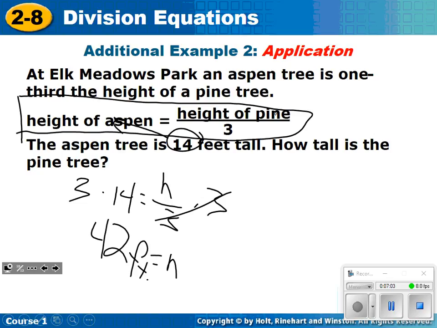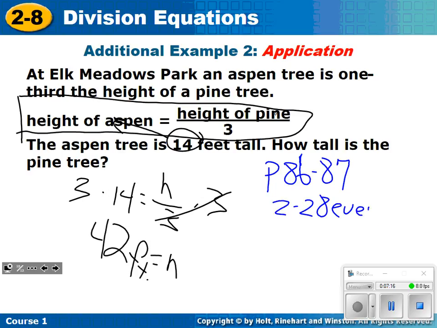Homework. It's page 80. It's actually 86 to 87. 2 to 28 even. And then 32 to 40 even.